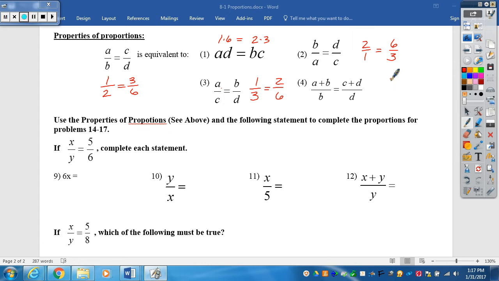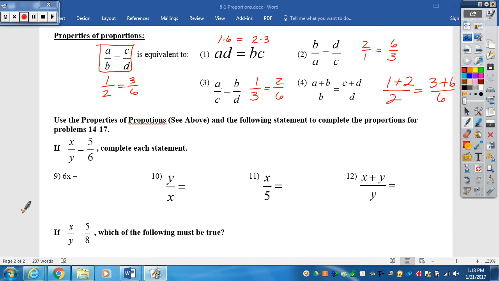If I was to add 1 plus 2 over 2, we have 3 over 2, or 1 1/2. And if I was to do the same thing with the other one, C plus D over D, we have 9 over 6, which again reduces down to 3 over 2, or 1 1/2. So all four of those ways are different ways to write the exact same ratio that we were looking at originally. So how does this all play out?